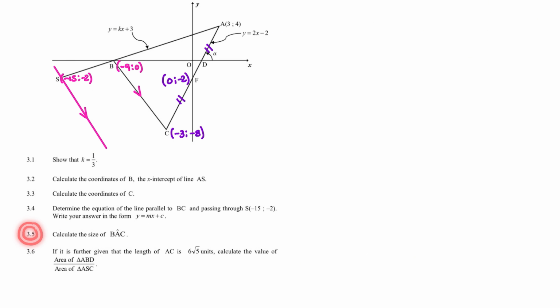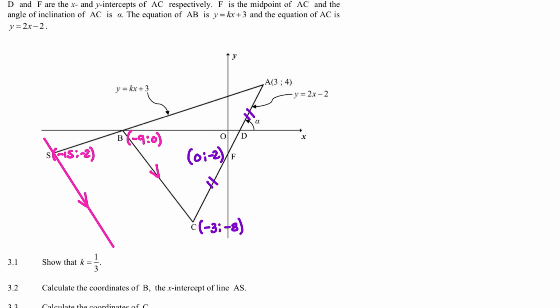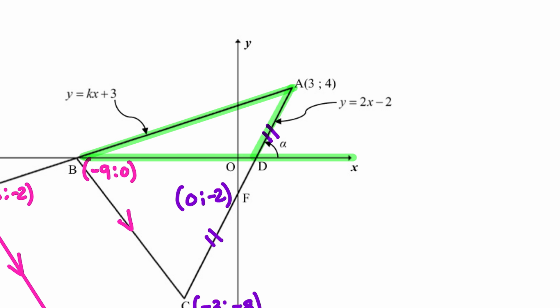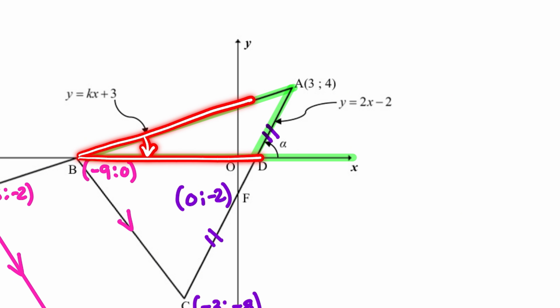3.5. Calculate the size of angle BAC. So let us inspect our diagram. We want to find the angle size of BAC. So if I highlight a triangle connected to angle A, I see that I have a triangle with an exterior angle, and I have two interior angles. And one of the interior angles is the angle that I want to solve. So the missing interior angle is also the angle of inclination of the line AB.